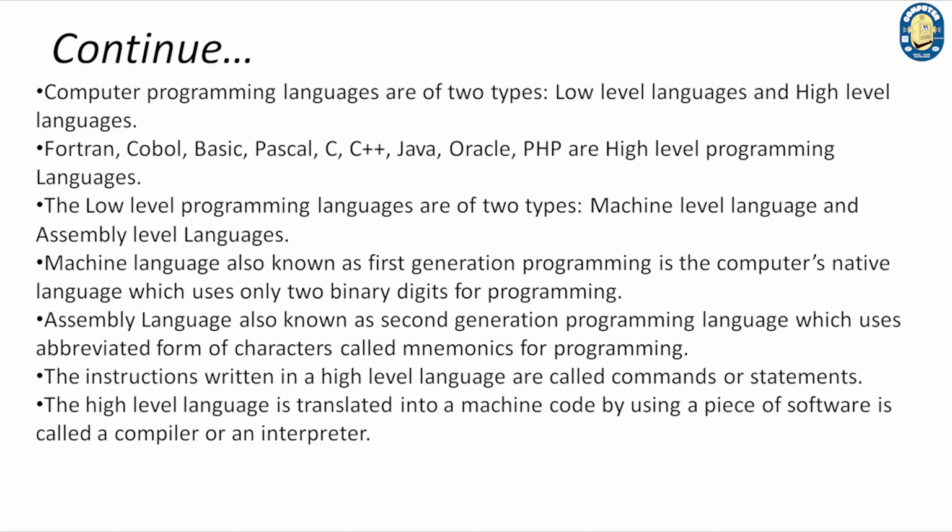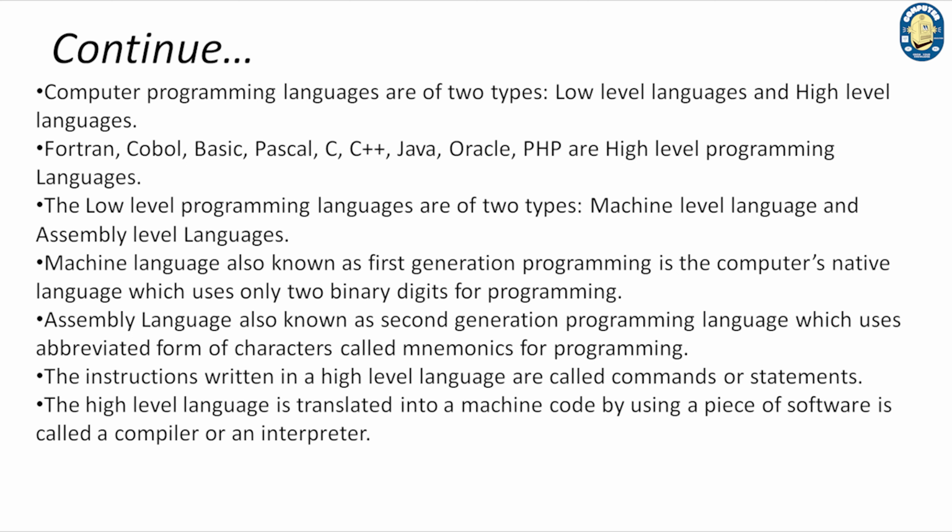Computer programming languages are of two types, low-level languages and high-level languages. Fortran, COBOL, BASIC, Pascal, C, C++, Java, Oracle, PHP are high-level programming languages. The low-level programming languages are of two types, machine-level language and assembly-level language.